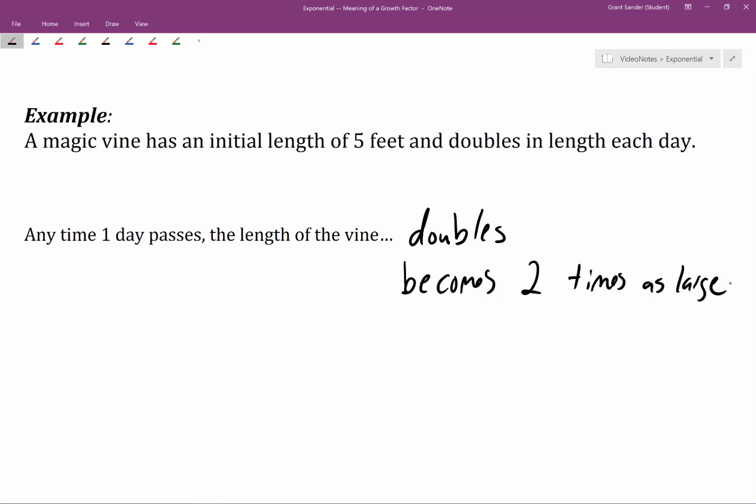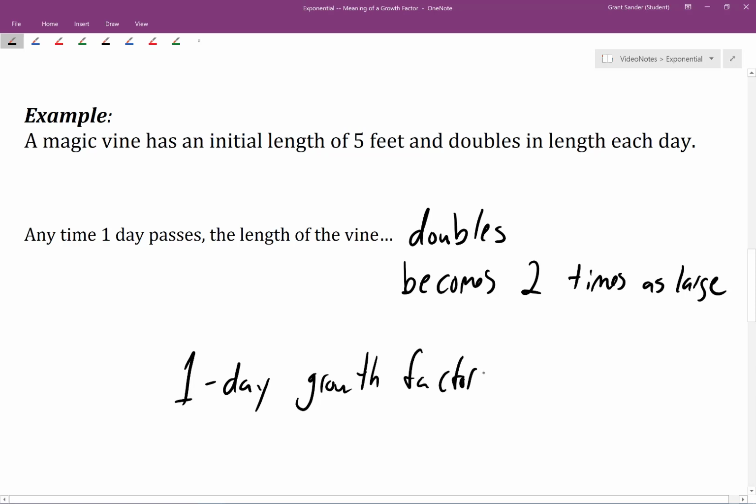And therefore, we have a constant growth factor in this situation. We would say that the 1 day growth factor in this scenario is 2. So each time 1 day passes, the length of the vine becomes 2 times as large.